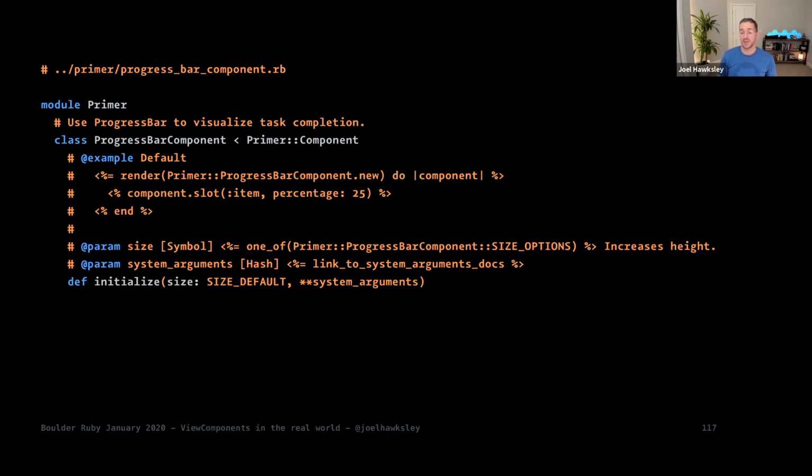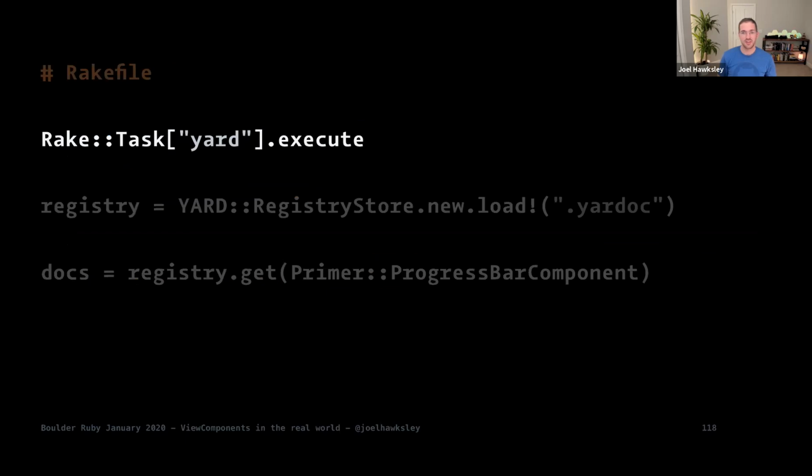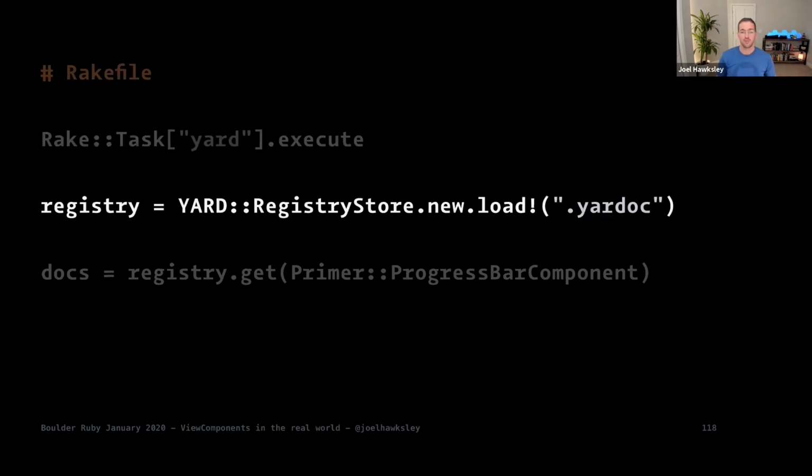But then the fun really begins. So we can use these docs to build our site, like I just mentioned. We have a rake file, and the first thing it does is it runs the yard rake task, which parses the project for those yard annotations. Then yard actually parses those annotations into a .yard doc folder. We then load that folder into the yard registry store, which is completely undocumented. I actually just had to read the yard source to know that this even existed.